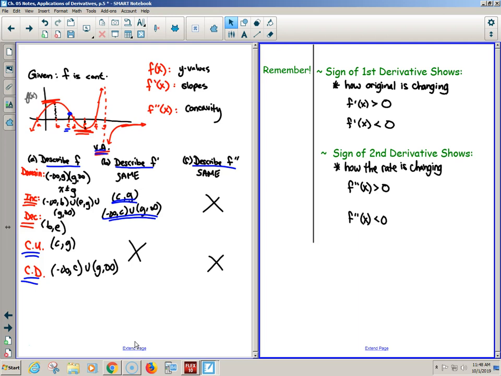where are all these different things happening? Where is the slope decreasing? Oh, when the function's concave down. Where is the slope increasing? Oh, when the function's concave up. Points of inflection separate the slope increasing, decreasing. Critical numbers separate the original function increasing, decreasing. All of that was kind of building up to this.